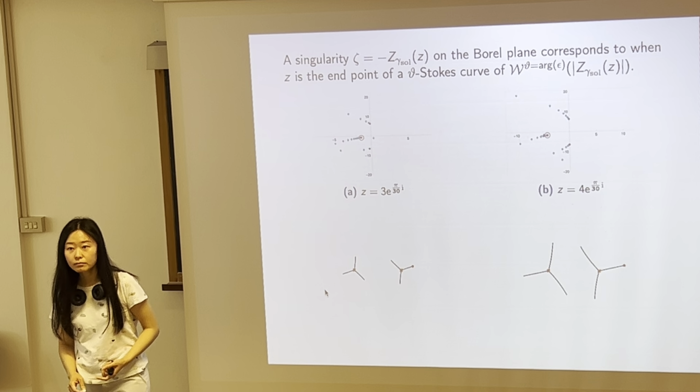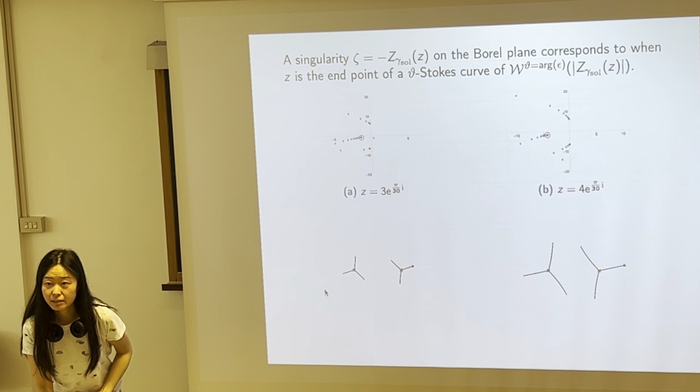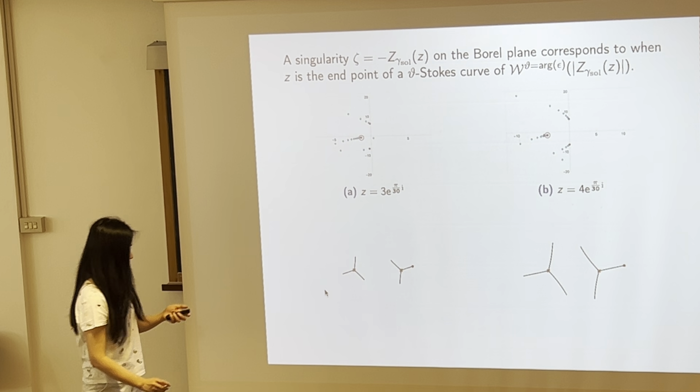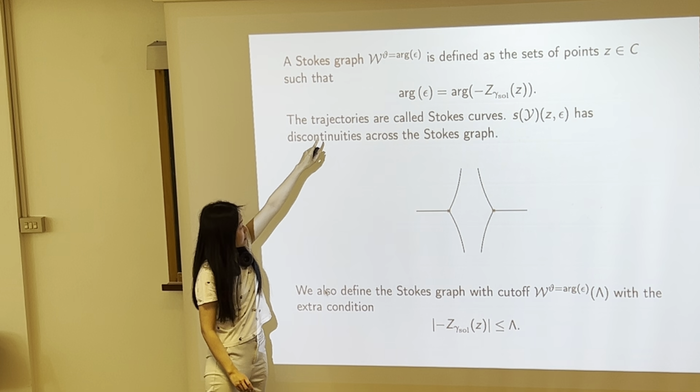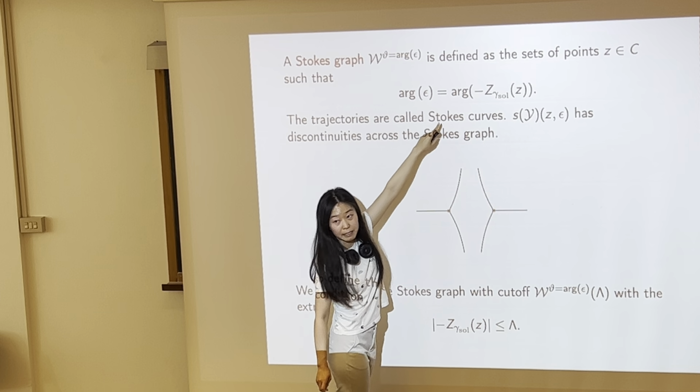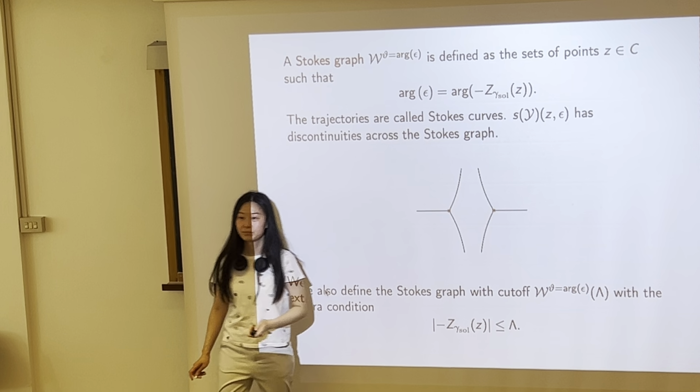What was the value of epsilon that you used for the Stokes graph? Yes, it has to be the argument of epsilon. So it has to be when this jump happens. Yeah.